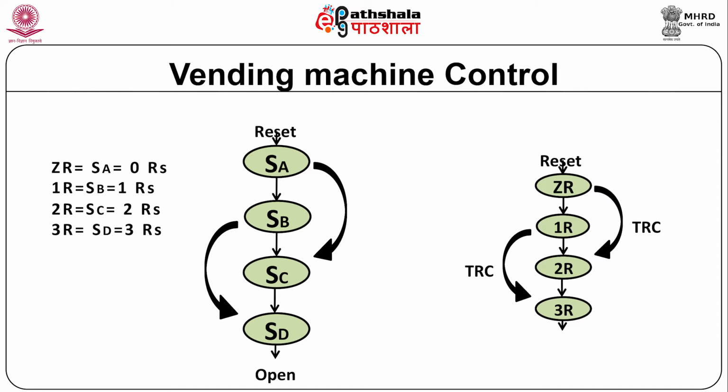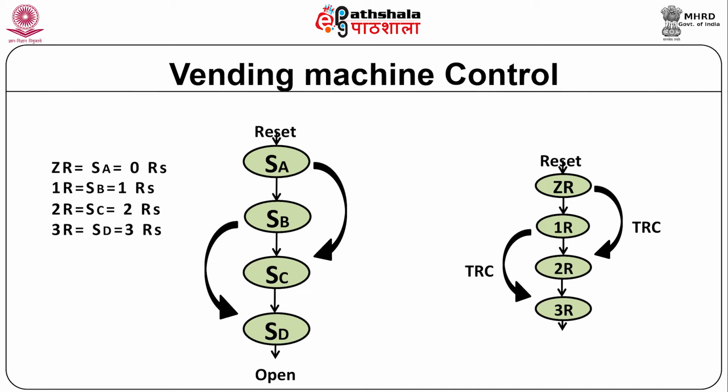Imagine a vending machine that accepts combinations of 1 rupee and 2 rupees coins to get a sweet packet. The cost of the sweet is 3 rupees and the machine does not return change. First, establish the states that the vending machine might be in. ZR is equal to SA, that is a start state where no money is inserted. 1R is state B where a 1 rupee coin is inserted. 2R is state C where a 2 rupees coin is inserted, and 3R is state D, that is done, that is 3 rupees are inserted.